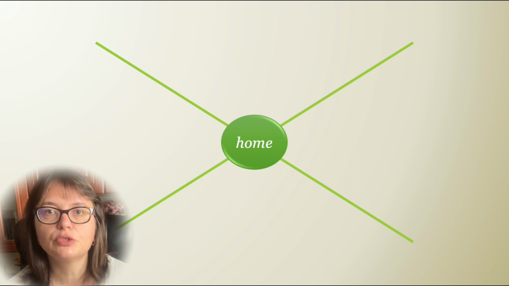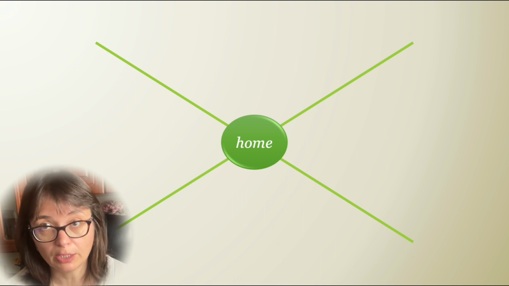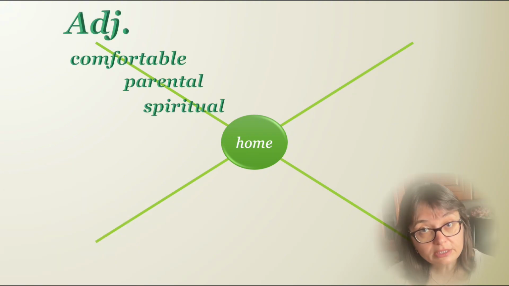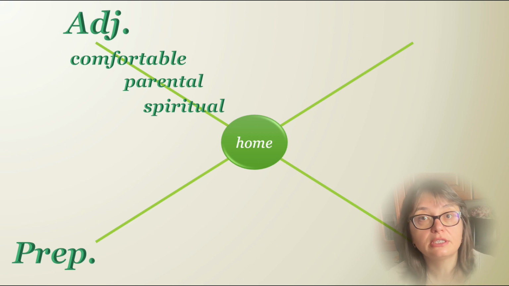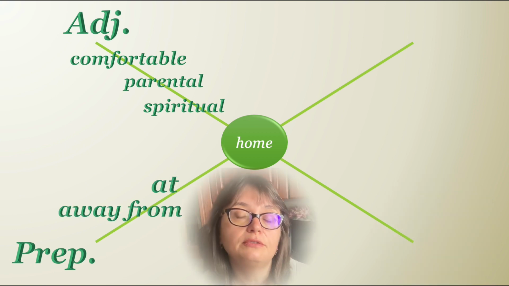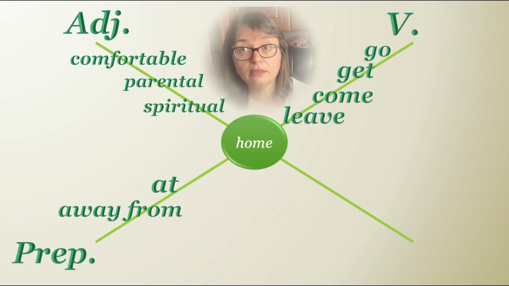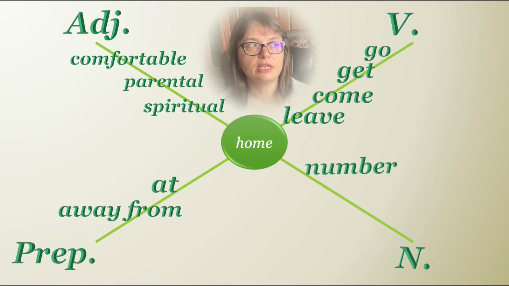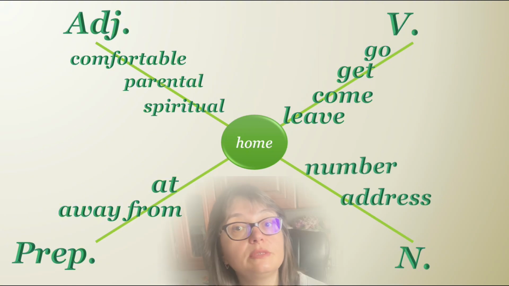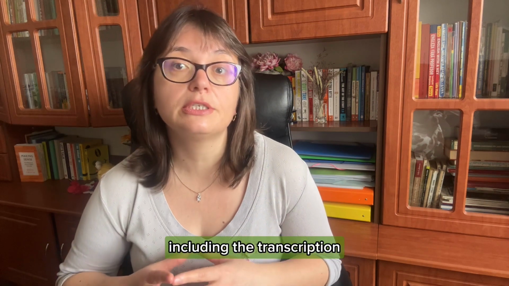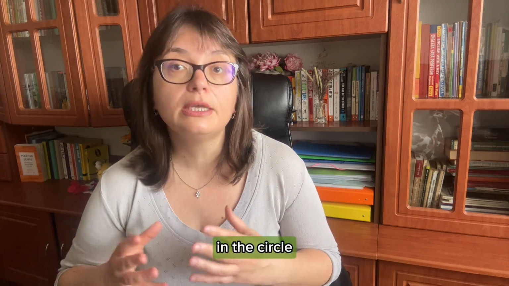Now on the left side, they should be used to writing what comes before home. Thus, on the first line, they write the adjectives comfortable, parental, spiritual. On the second line, they write the prepositions that usually come before home, such as at and away from. On the right side of the circle, they write the verbs go, get, come, leave. On the second line, nouns that go after home, such as number, address. It is possible to include synonyms to the word like house, residence, and if needed, the translation. You may even consider encouraging students to include the transcription of the word in the circle.